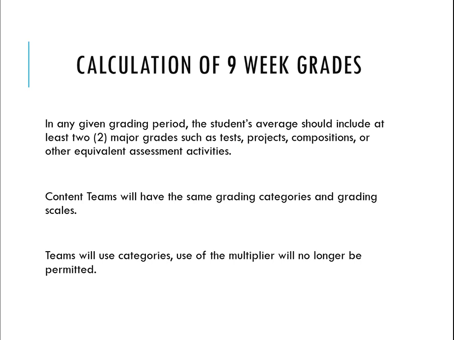When calculating 9 weeks grades, remember that a student's average should include at least 2 major grades, especially in the first 9 weeks when there is a lot of activity cram-packed into a very short 9 weeks. Make sure that you spread major grades out so that you do not have to do 2 major grades in the 7th and 8th or 8th and 9th week of the 9-week grading period. Like I said, content teams will have the same grading categories and scales, and the multiplier is no longer permitted.